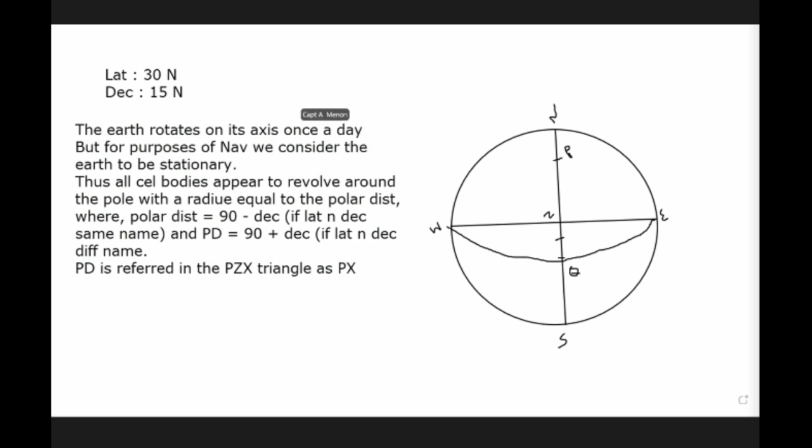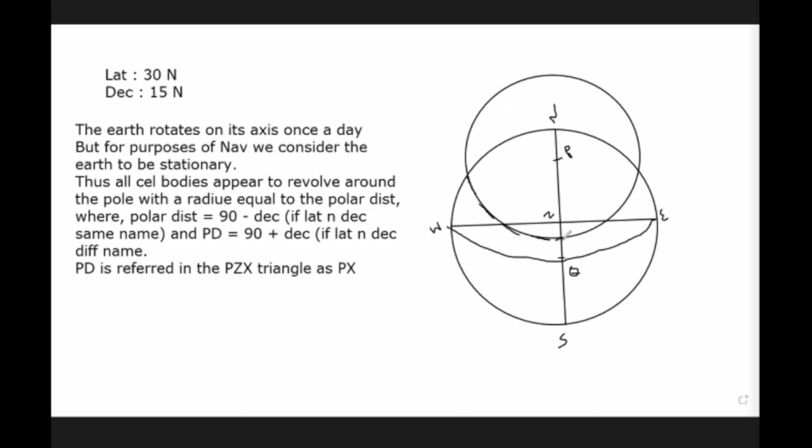So now what happens to the celestial body? Let us take our declination, our star at 15 degrees north as usual. So it is going to revolve around the pole somewhere like this. It will go. Let me just replicate it to get a nice diagram. I'll just draw it over here. Then I will remove that circle only. No, I'll do a dash line.